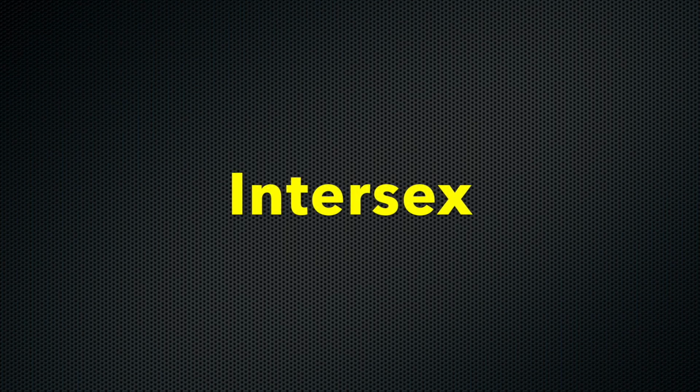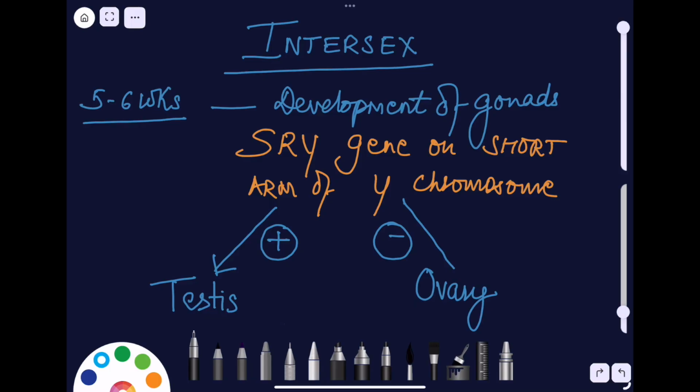Intersex is defined as the presence of both male and female external or internal genital organs. This situation can be very confusing. By 5 weeks of gestation, there is presence of undifferentiated bipotential gonads. By 6 to 7 weeks, so in another week's time, the SRY gene, which is an important one on the short arm of a Y chromosome, will decide whether the undifferentiated gonad will change into testes or ovary.